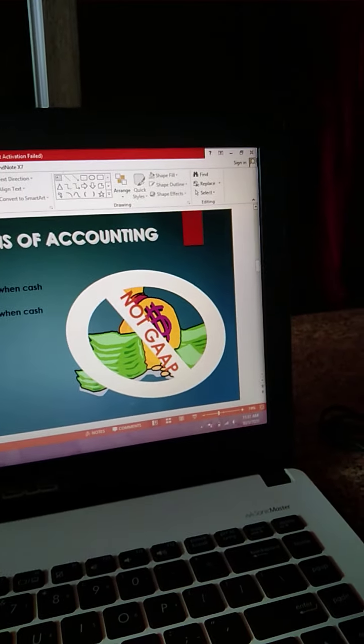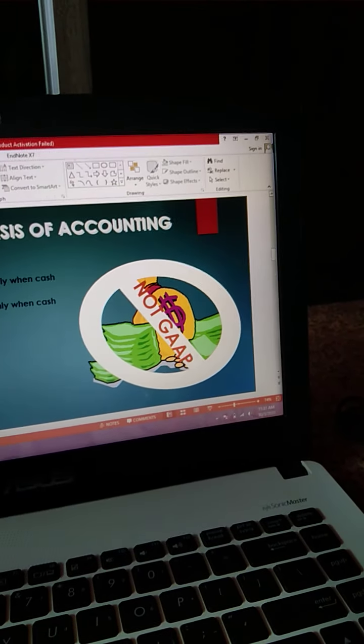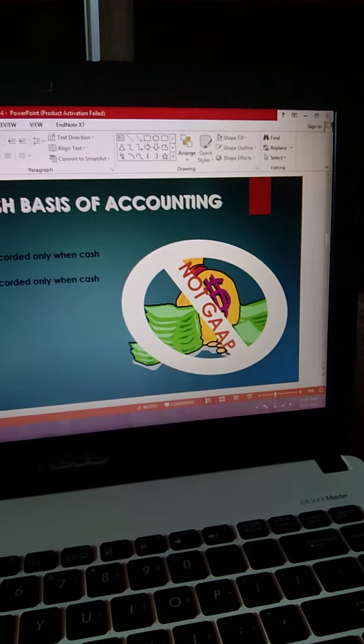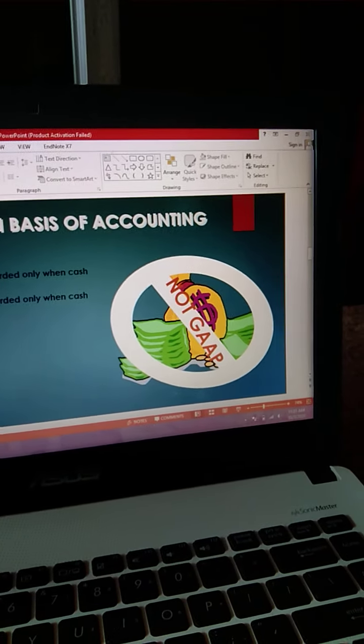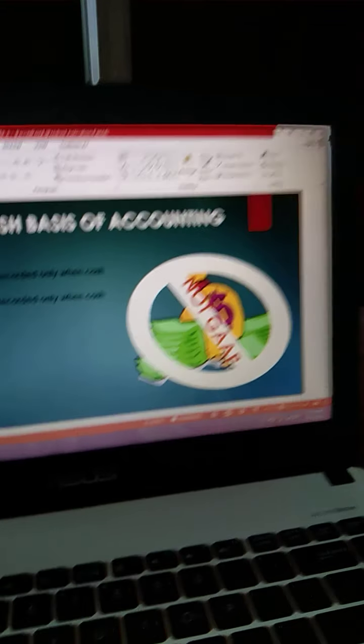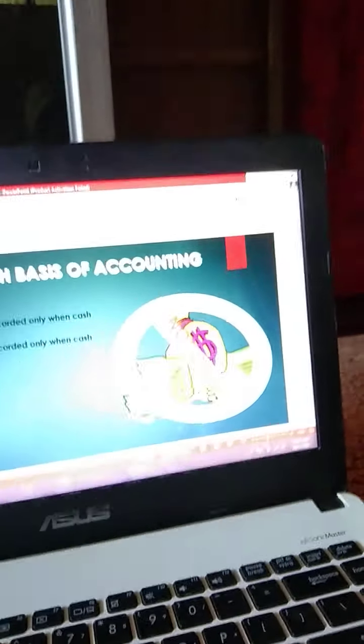Okay, for example, you need to pay some expenses, like a bill, telephone expenses or whatsoever, but you haven't paid yet. When you haven't paid yet, it means you don't follow the cash basis of accounting, unless you have already transferred the money, and then you follow the cash basis. It is about your cash, either coming in or going out.